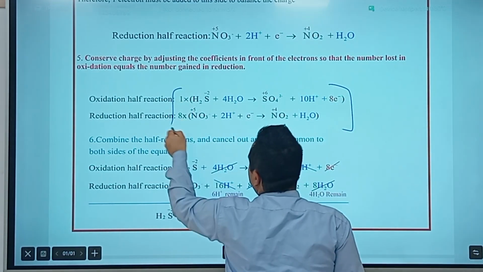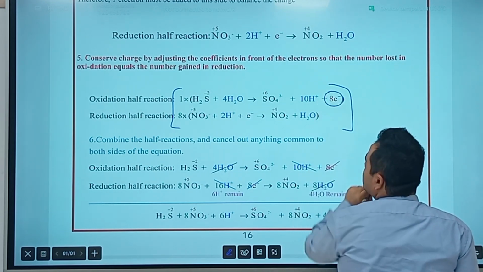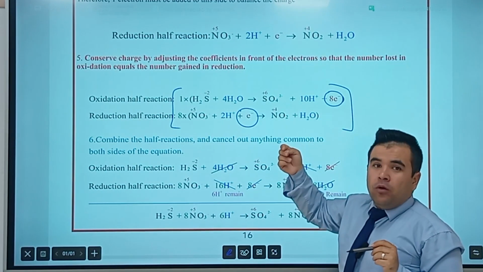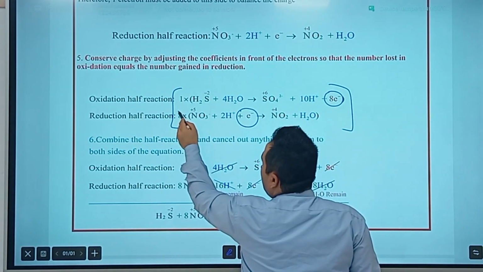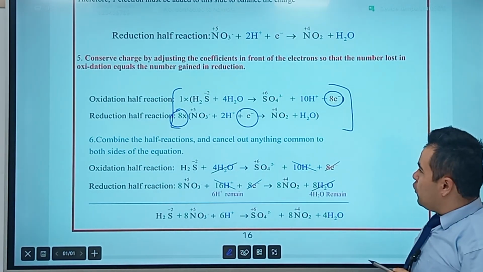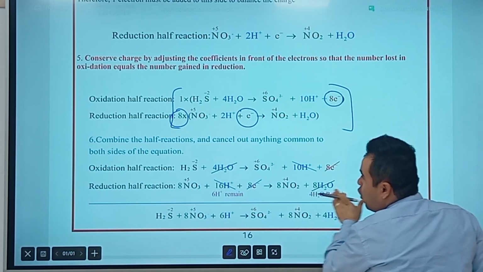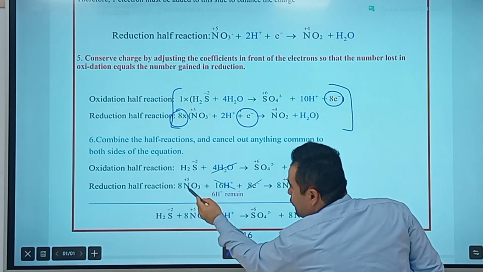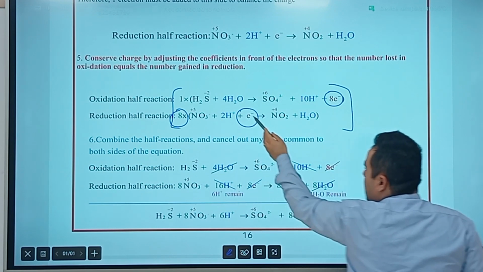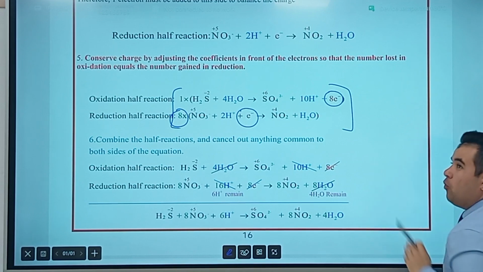both reactions. As you can see, 8 electrons lost, but 1 electron gained. How to equalize these two? Multiply the reduction half by 8 in order to gain 8 electrons. So here we have multiplied the whole reaction: 8NO3 negative, 2 multiplied by 8 is 16H, 8 electrons, 8 NO2, 8 H2O.